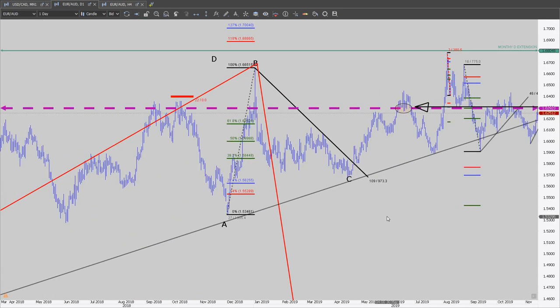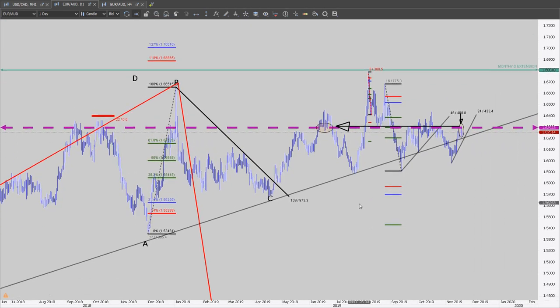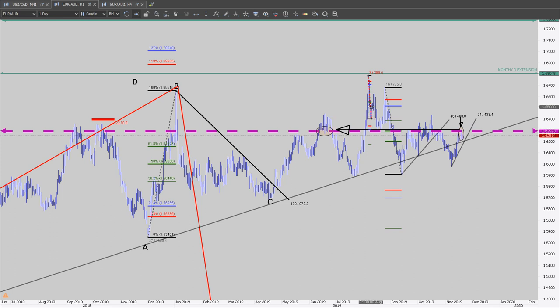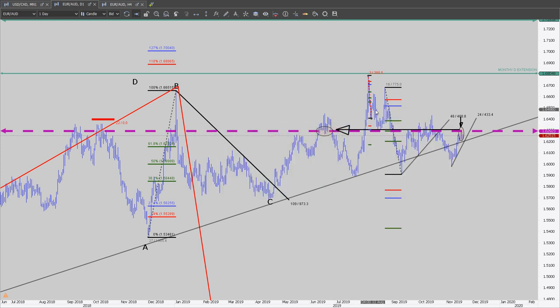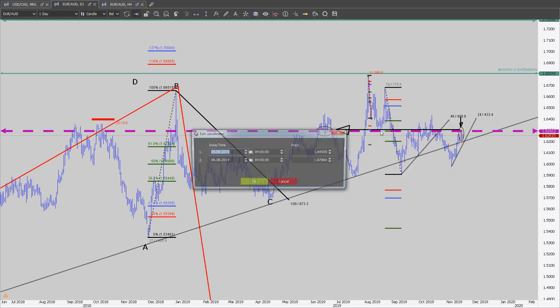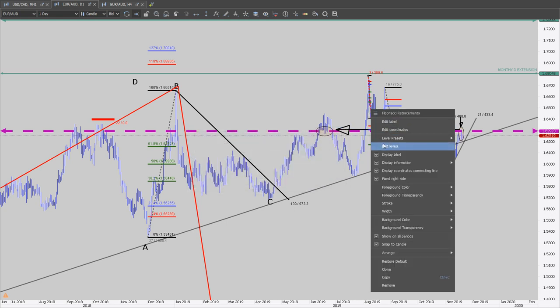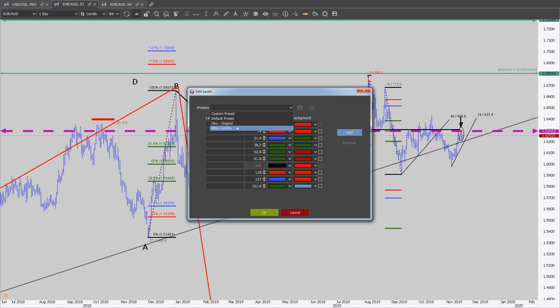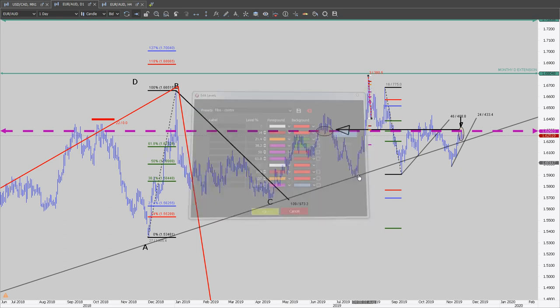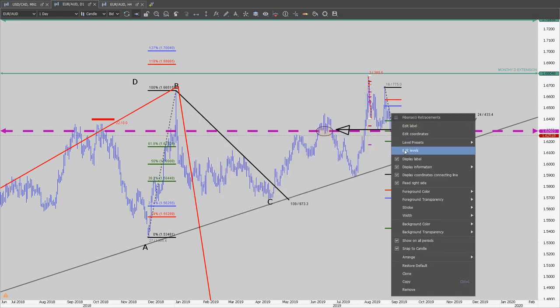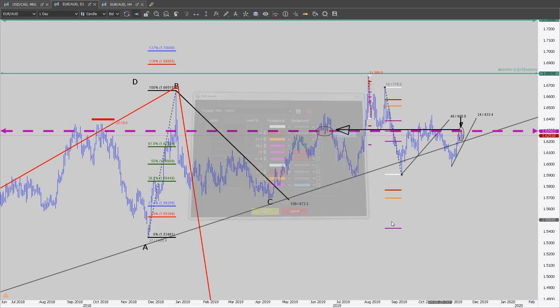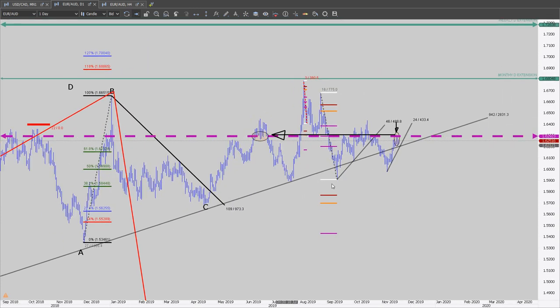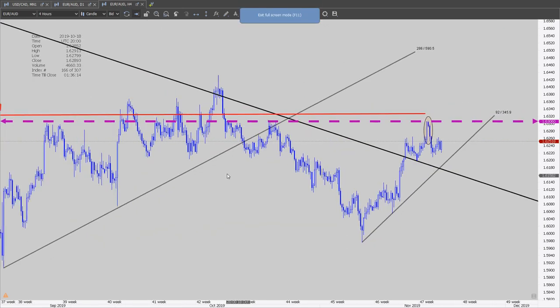Okay, the original is up, but I have a contrarian pointing down. So let's change colors here. Let's change colors, contrarian, okay, and change colors. This is the contrarian. Okay, so I have the Fibonacci's pointing in the same direction.